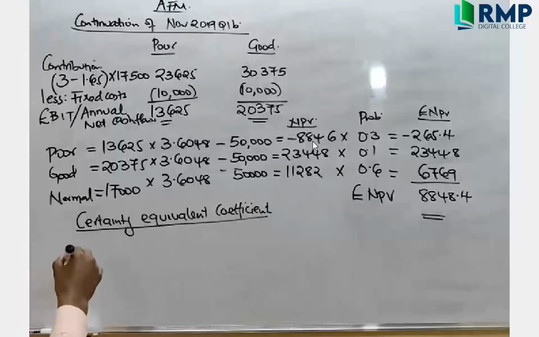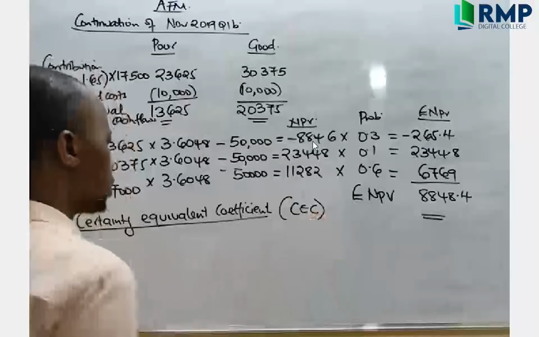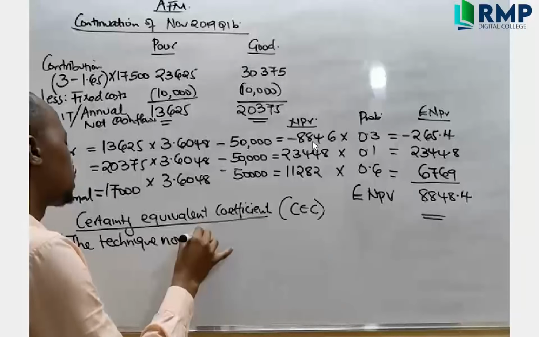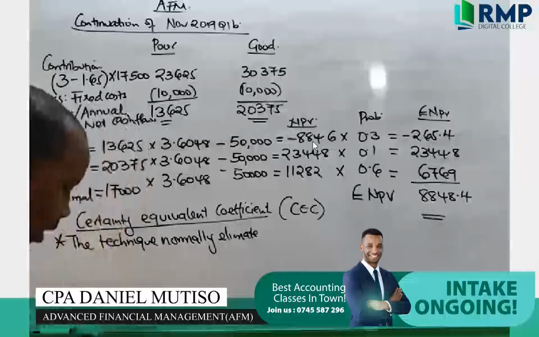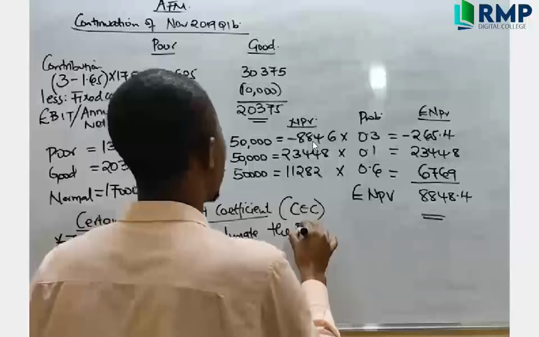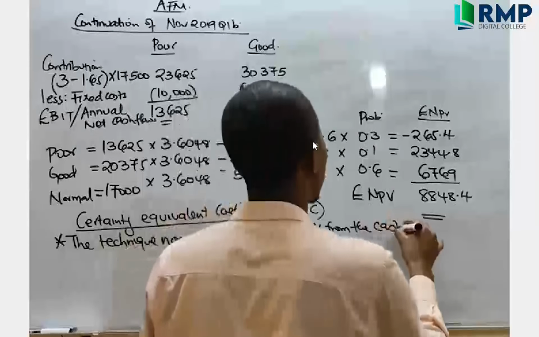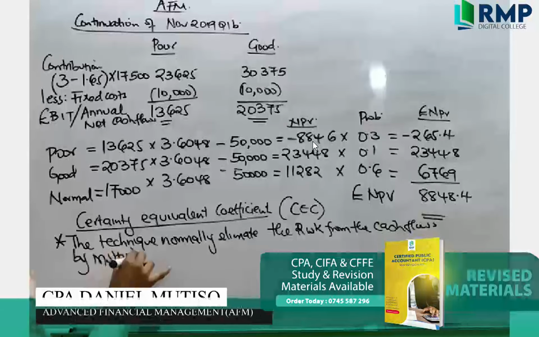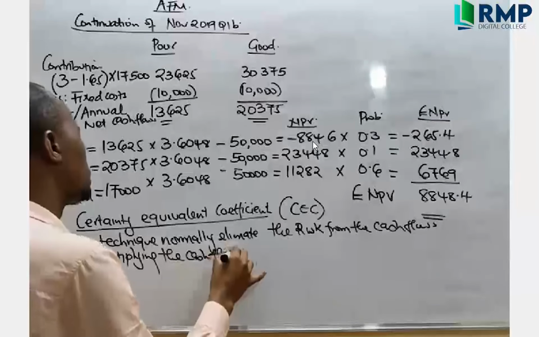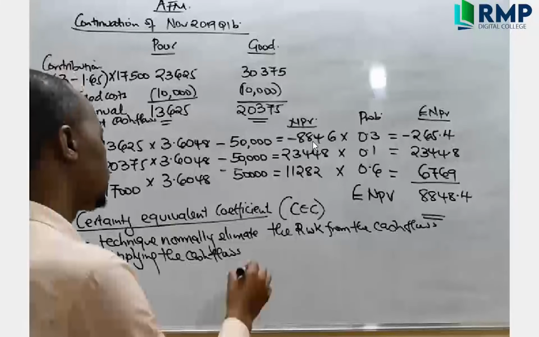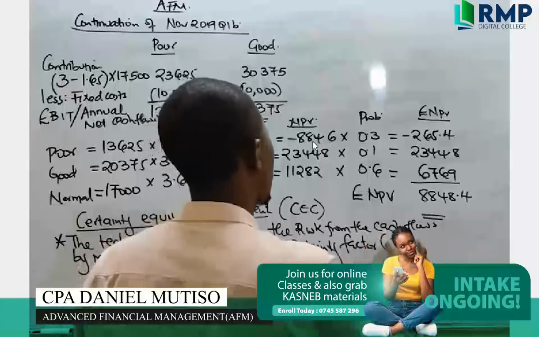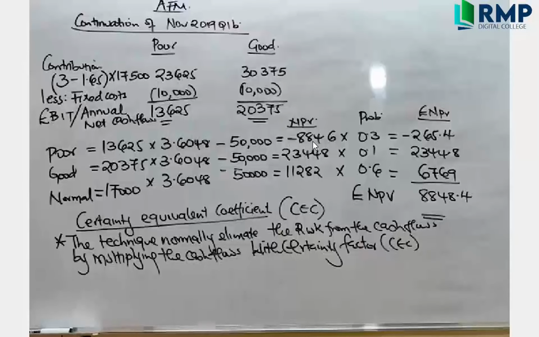When you're dealing with the certainty equivalent coefficient, it is normally called CEC, right? And this technique normally eliminates the risk from the cash flows by multiplying the cash flows with the certainty factor, which we are calling the CEC.